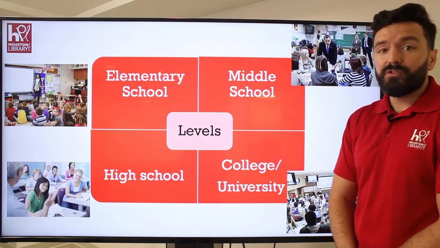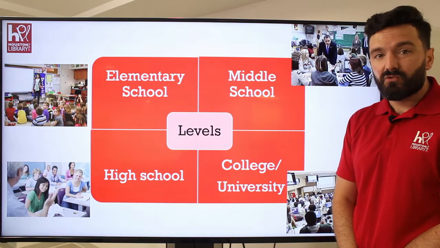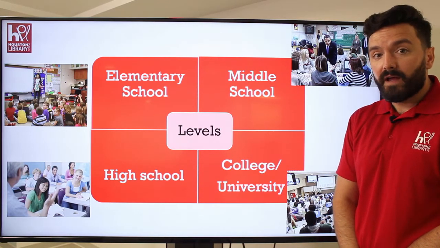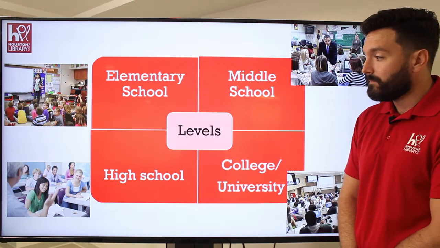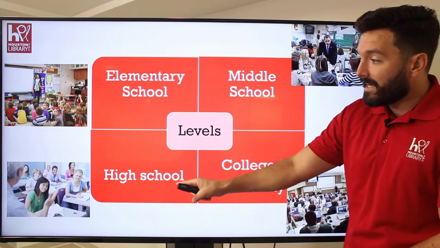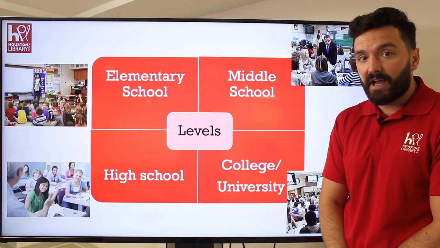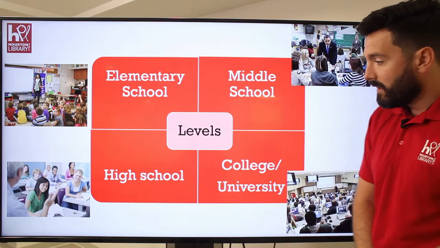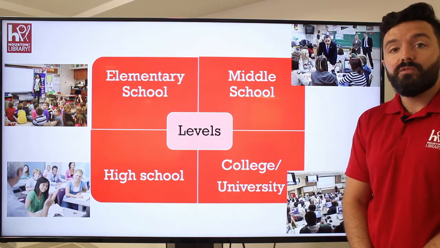Middle school, also sometimes called junior high school, is typically grades 6 through 8. That can vary, right? Grades 6 through 8 in the United States, middle school or junior high school. Then there's high school, which is usually grades 9 through 12. And then after high school, you might choose to go to a college or university, right?